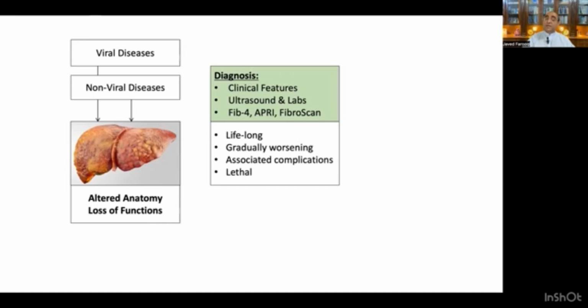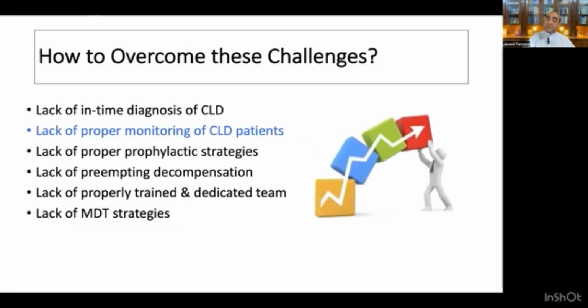Look for clinical features. If they are not there, assess the ultrasound and other labs. If they are normal, please do calculate the FIB4 and APRI, and if possible, do FibroScan to say whether my patient has got cirrhosis or not. This is very, very important. So in-time diagnosis is very important, and we must not forget it.